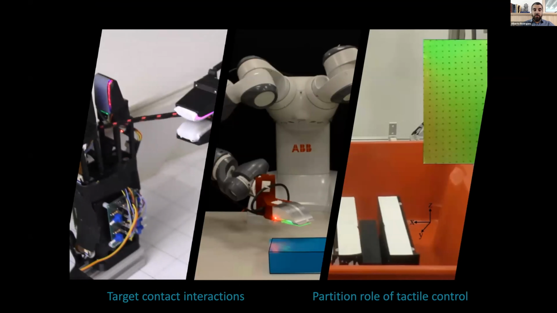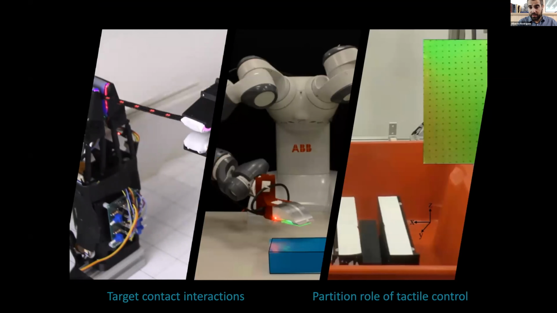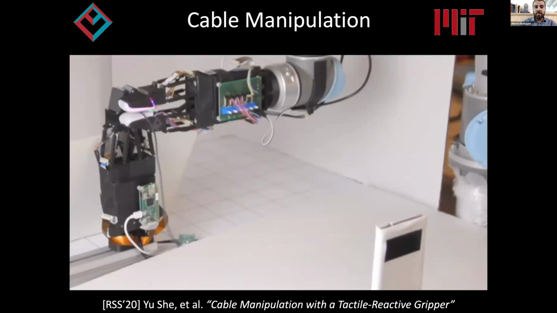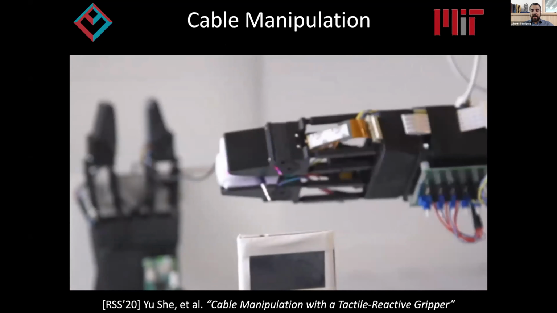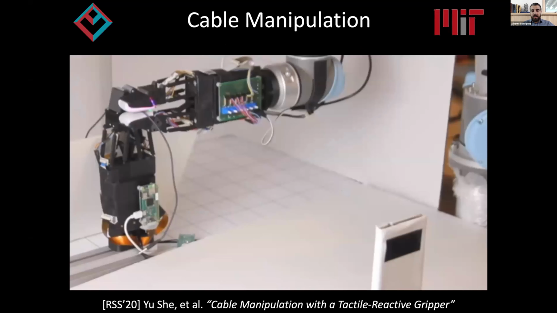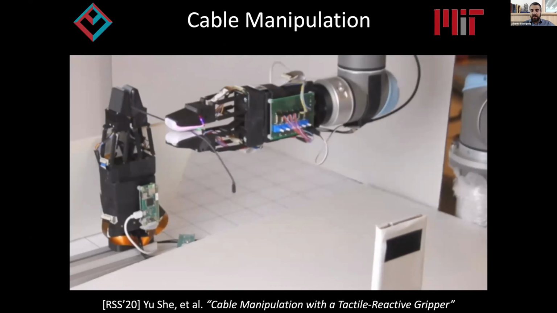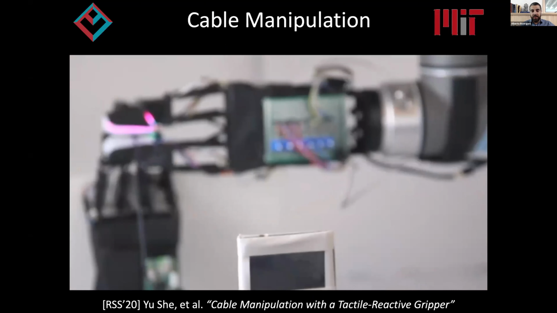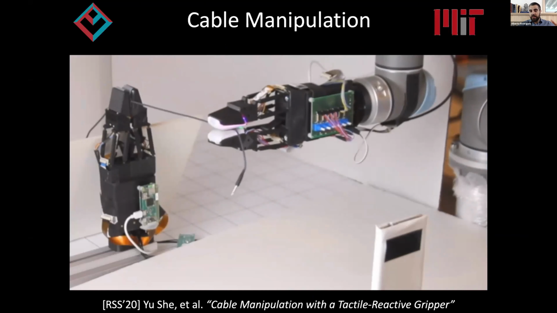And I'll start with cable manipulation because it's the latest one, just in case I run out of time. Okay, so here's a system with two arms, two grippers, that is tasked with picking up a deformable cable with relatively unknown dynamics. The cables could have different thicknesses and be made out of different materials. But the gripper has to pick up the cable, slide its fingers all the way to the end, and then insert the end somewhere.